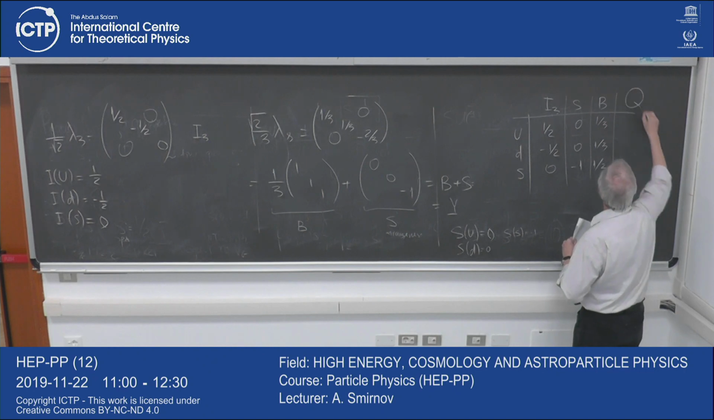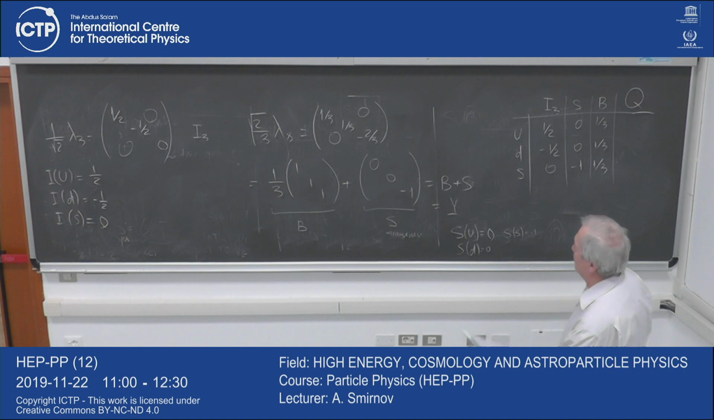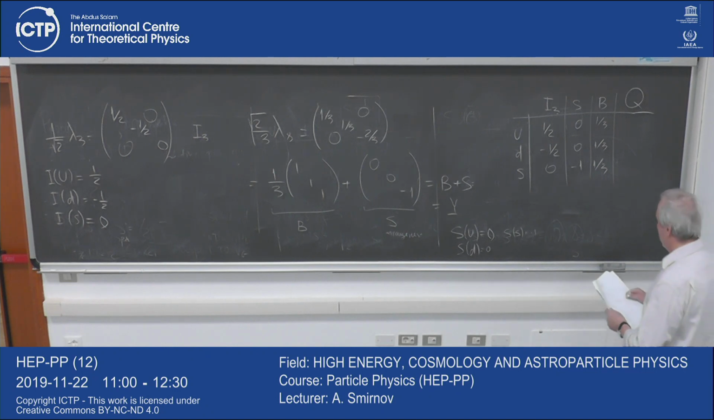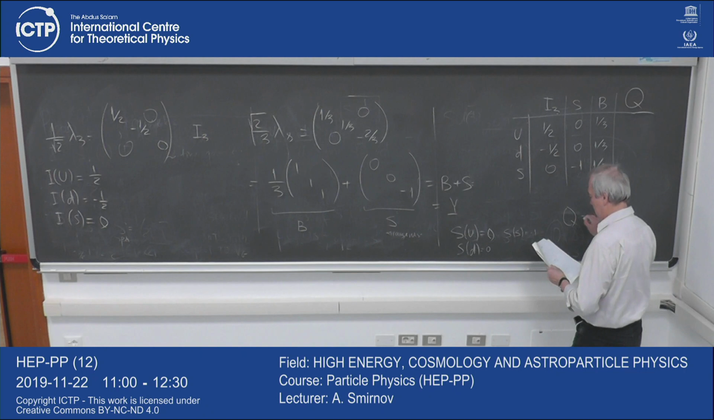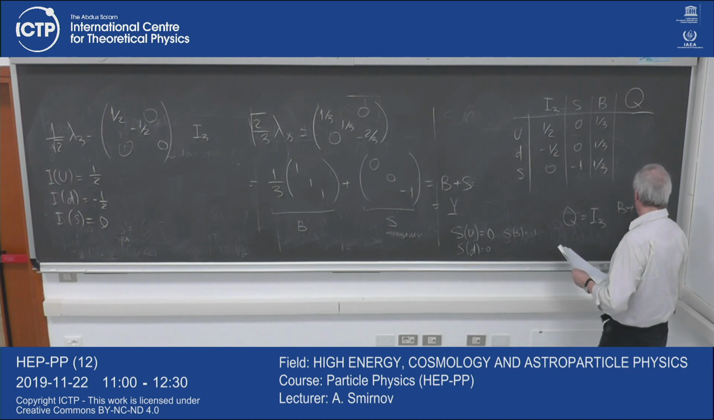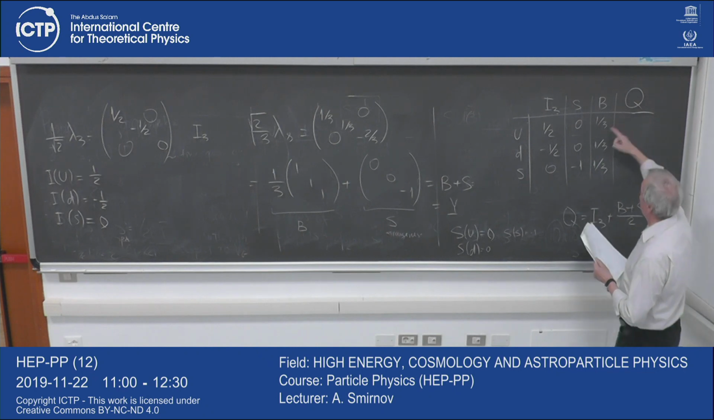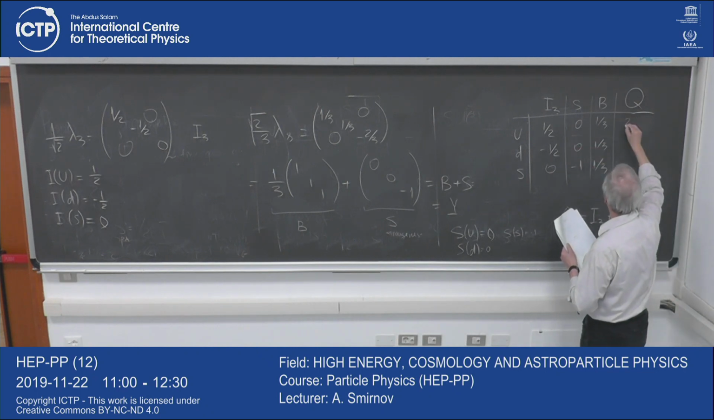And then we can construct Q using Gell-Mann–Nishijima formula once we already have this identification of generators of isospin, B and S. So the electric charge is given by I3 plus (B plus S) over 2. And using this identification, we can find that electric charge of U quark should be 2/3, D quark minus 1/3, and S minus 1/3.